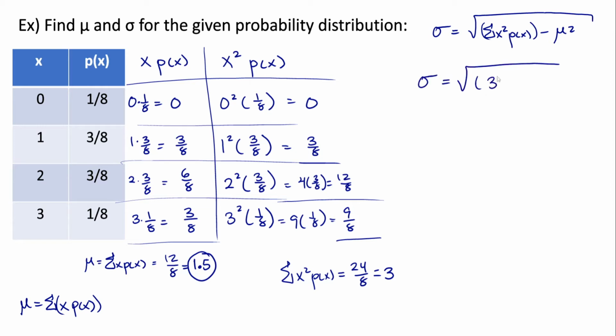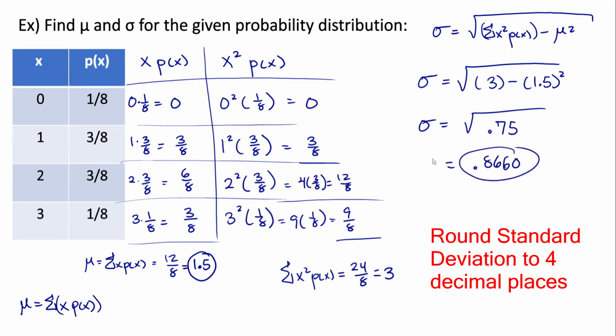So we have 3 minus 1.5 squared, take the square root of that. This works out to be radical 0.75, which works out to be 0.8660. You should always round standard deviation to 4 decimal places.